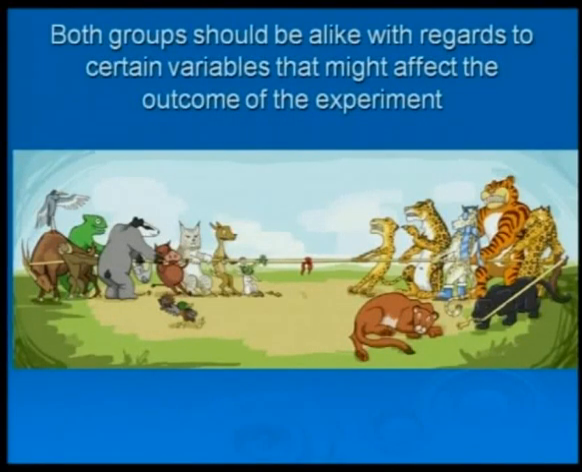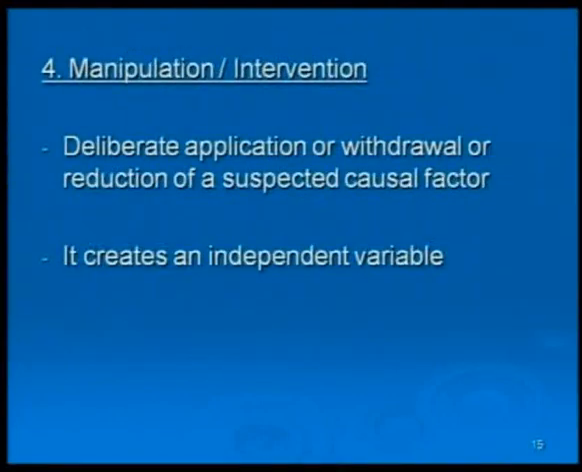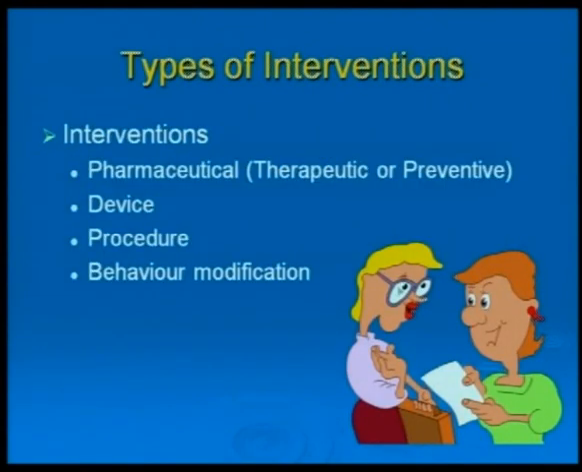So by randomization we are making both the groups alike with regard to certain variables that might affect the outcomes of the experiment. We are making both the groups similar, so that whatever variable remains can have a cause and effect relationship. Then we have to mention the manipulation or intervention that we are going to do in those patients. It may be a deliberate application, withdrawal or reduction of a suspected causal factor, so it creates an independent variable.